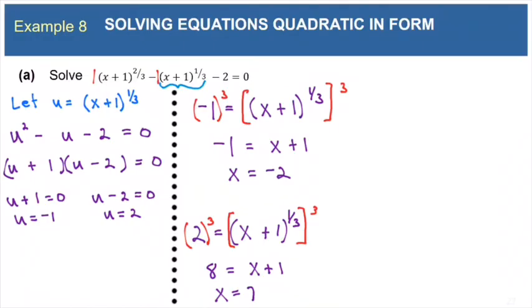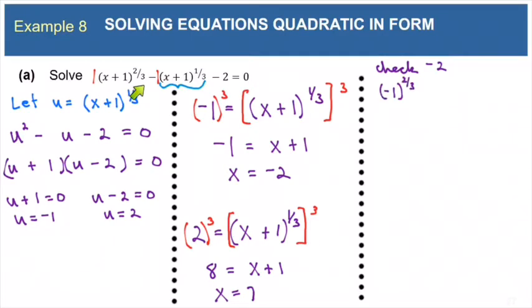And of course we do need to check these. So let's just take the negative 2 and plug it back into the original equation. Now it won't really be as difficult as you think, because when we plug the negative 2 in here, right away we can do a little evaluation. Negative 2 plus 1 is negative 1. So this term becomes negative 1 to the 2/3 power, and this term becomes negative 1 to the 1/3 power, and then we have minus 2 equals 0.